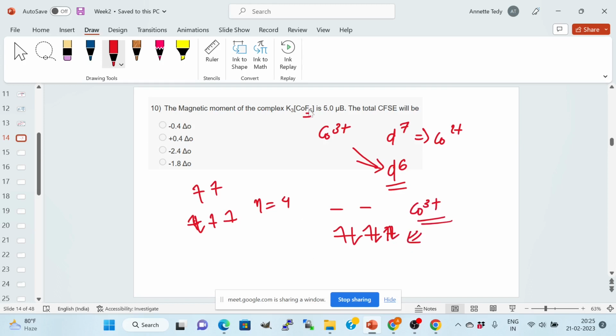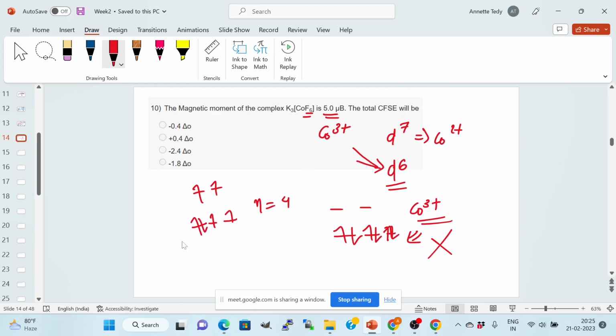But in this case, they have clearly mentioned the magnetic moment is 5. If there is no unpaired electron, then there is no magnetic moment. So for cobalt 3+, if it is a low spin complex, there is no unpaired electron. So this is definitely not the configuration. This is the configuration. I have to draw this properly: 1, 2, 3, 4, 5, 6. Okay, so now we can calculate the total CFSE.